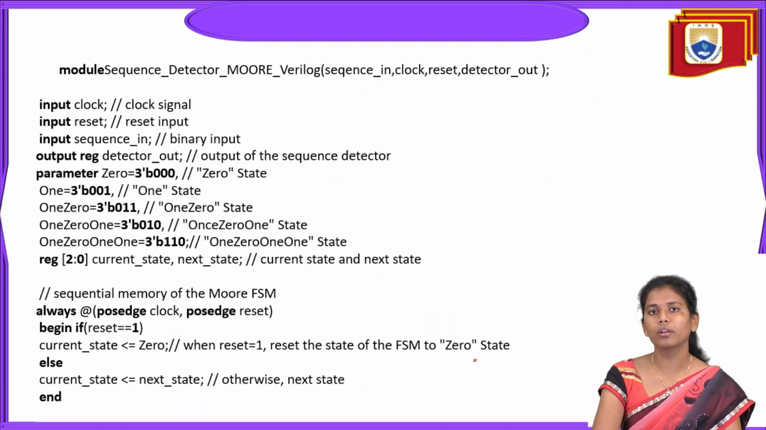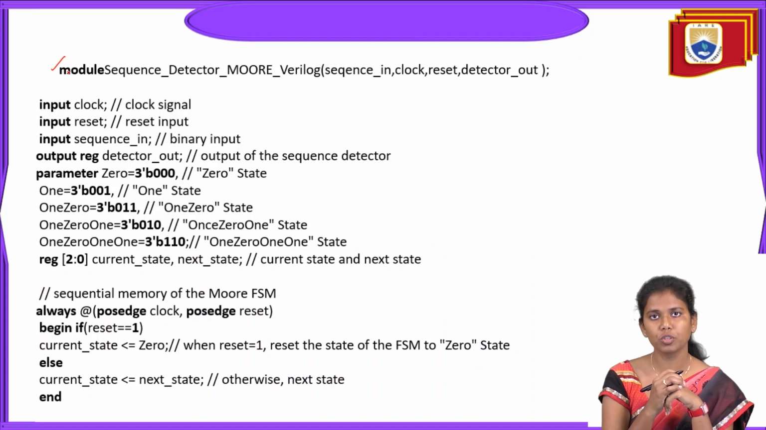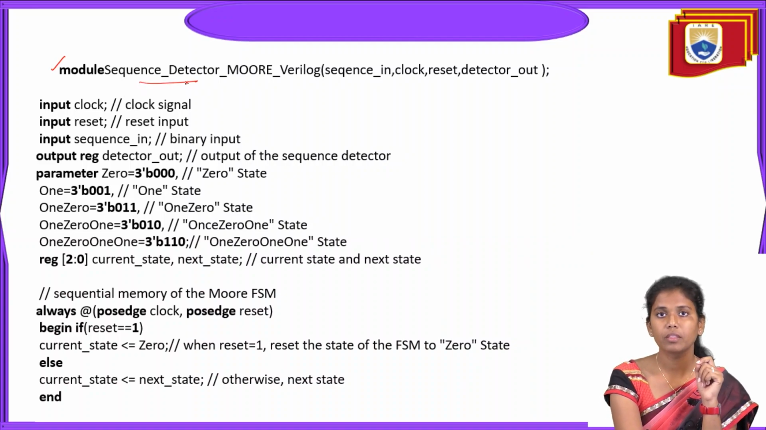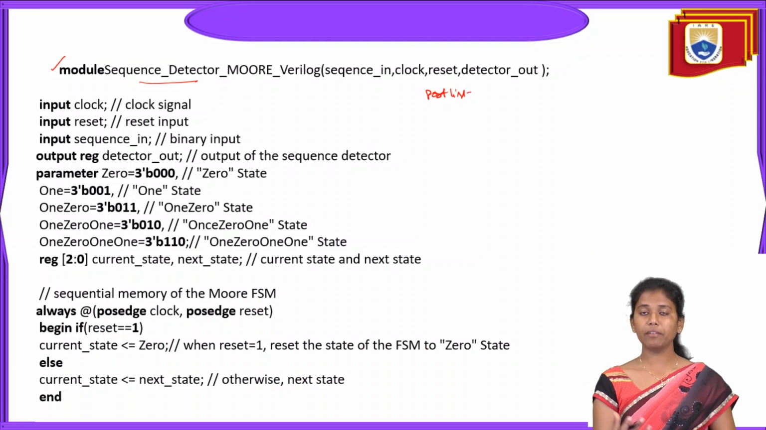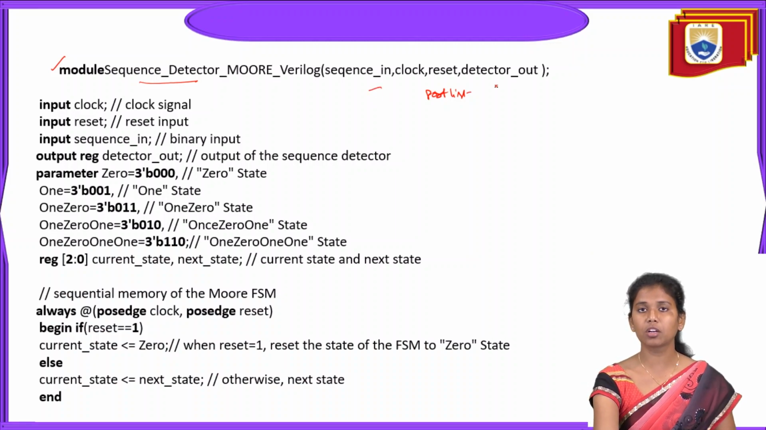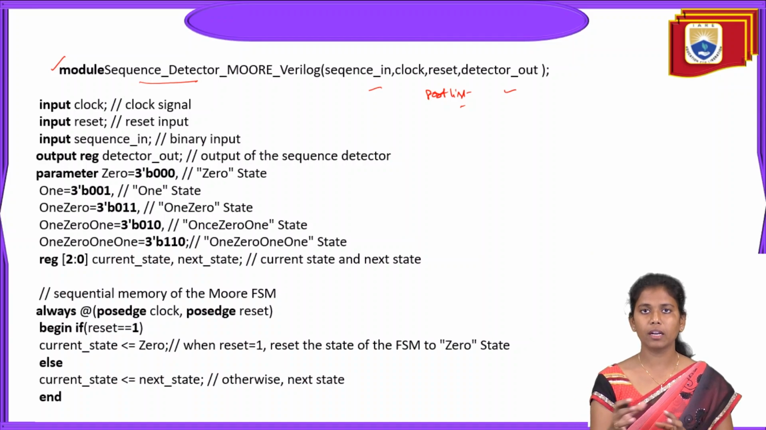And this is the code. In the question, it's mentioned to write a Verilog code for a 1011 Moore detector. So the code goes like this. Module instantiation is the very first and foremost thing, and the name is sequence detector, which we are writing in Verilog, along with a port list. So what do we have in the port list? We have sequence in, clock, reset, detector out. These are the inputs and outputs that need to be mentioned in the port list.